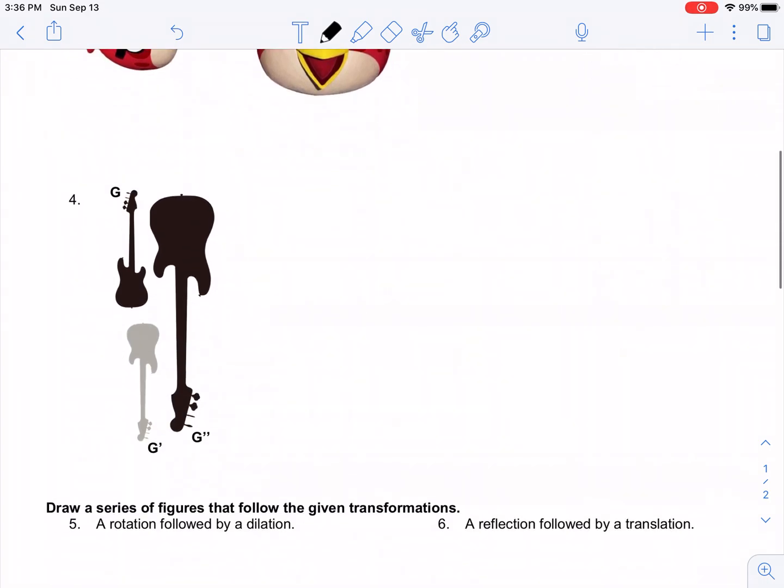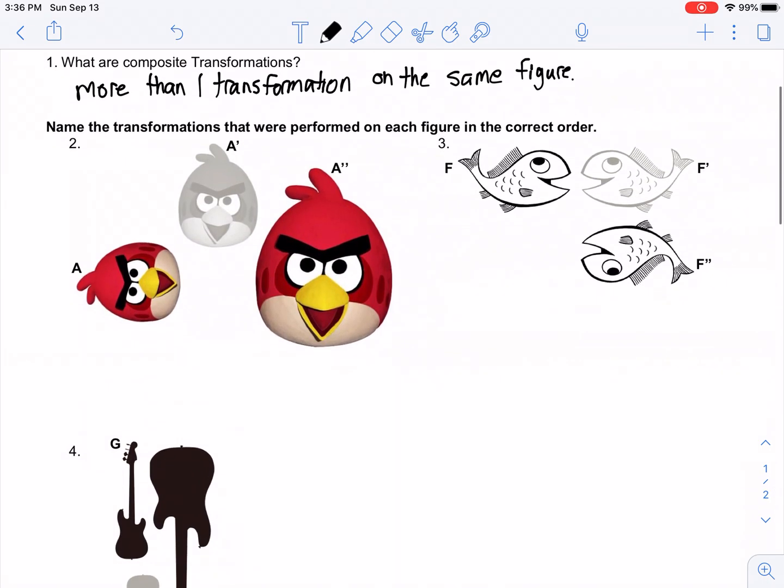Now we're going to do the majority of these hopefully together, but it wouldn't hurt to look at the first two here. Notice my image, A here, and then I have my pre-image. And then even from that, I have another transformation happening. So then we have a pre-image for my pre-image. So we have more than one transformation occurring here: A, A primed, and A double primed.